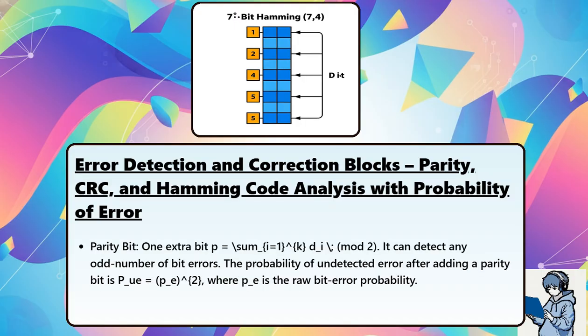noise. Parity bit: 1 extra bit, p equals the sum of d sub i from i equals 1 to k, modulo 2. It can detect any odd number of bit errors. The probability of undetected error after adding a parity bit is p sub u equals pe squared, where pe is the raw bit error probability.